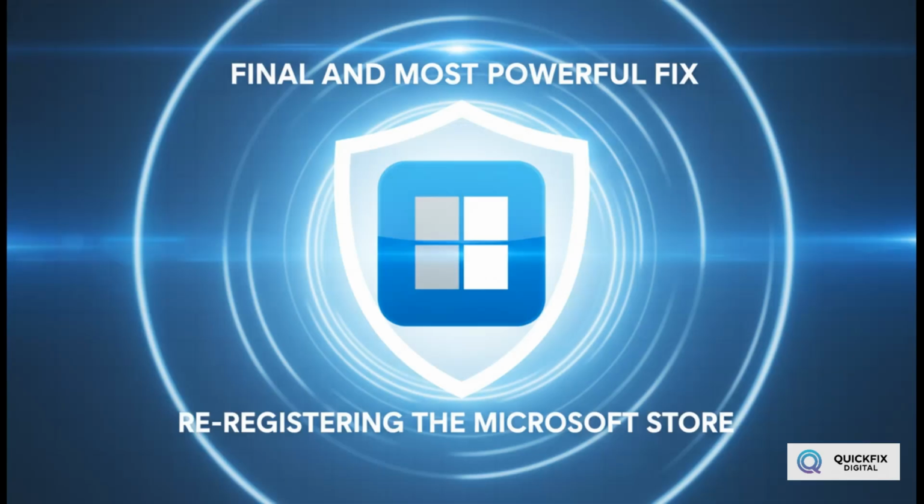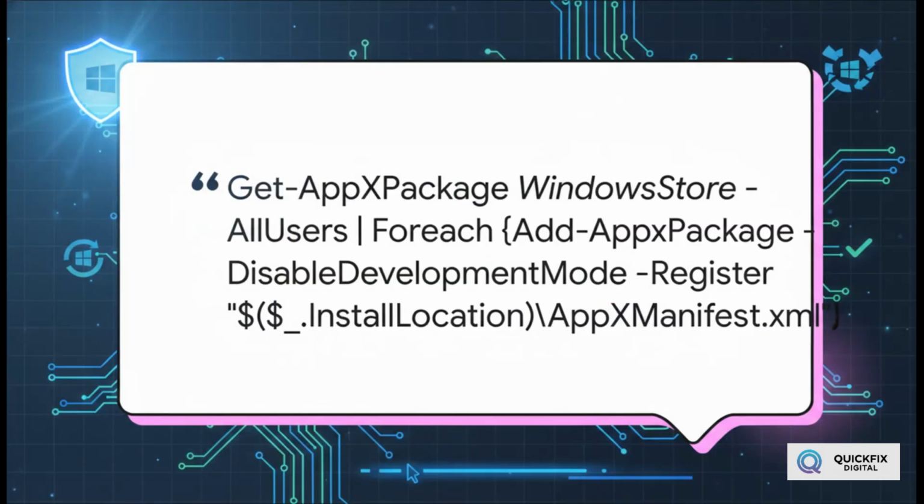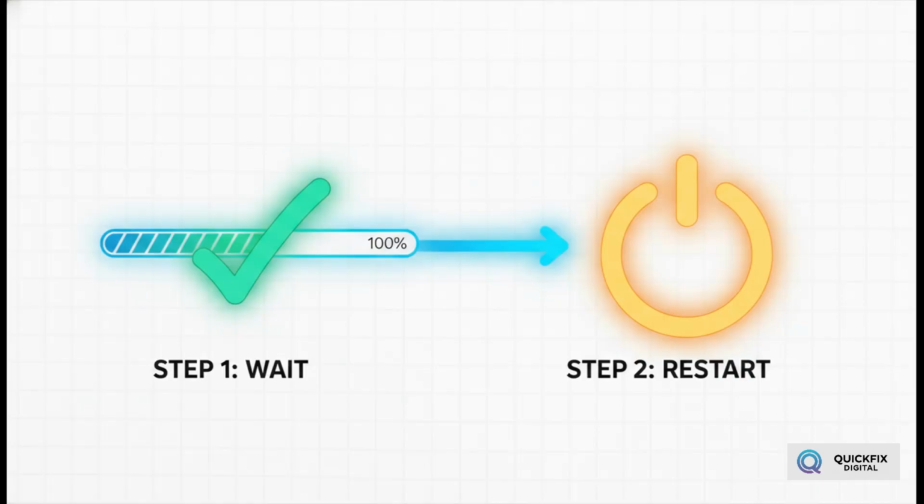And for our last fix, this one's the big gun. We're going to completely reset the store app. Just like with Command Prompt, you absolutely have to run PowerShell as an administrator for this to work. Go ahead and carefully paste this entire command in, then just press Enter. Easy does it. Just let it do its thing. Once it's finished, give your PC one last restart.